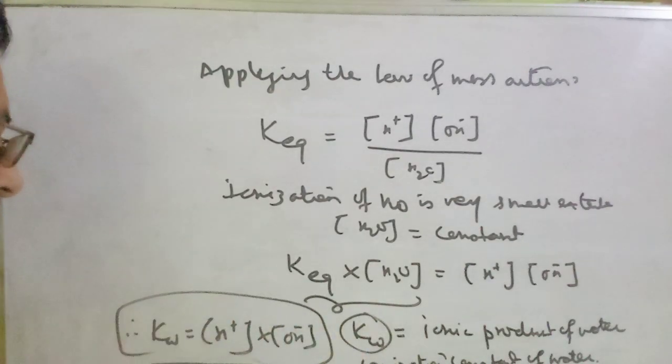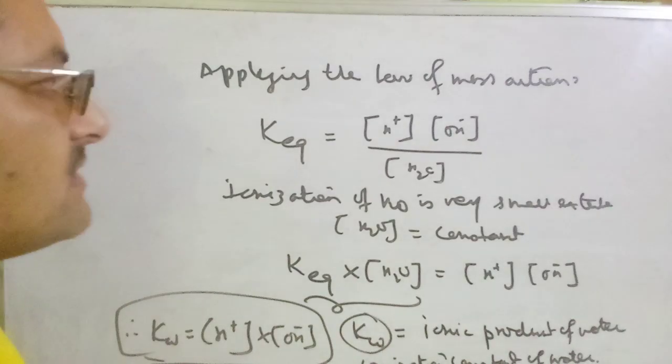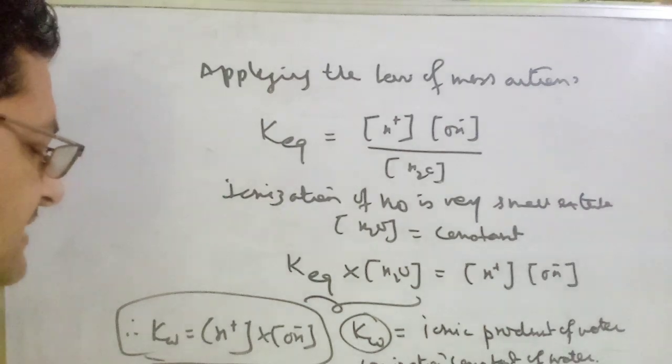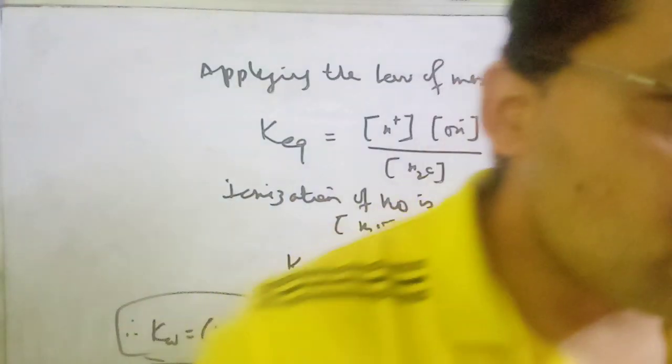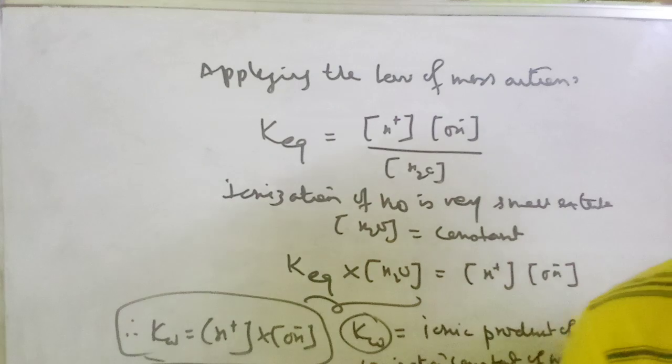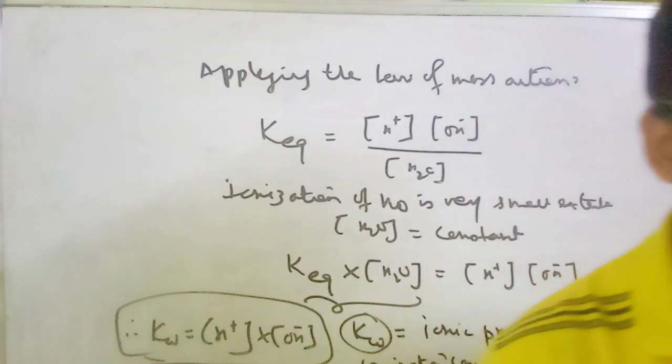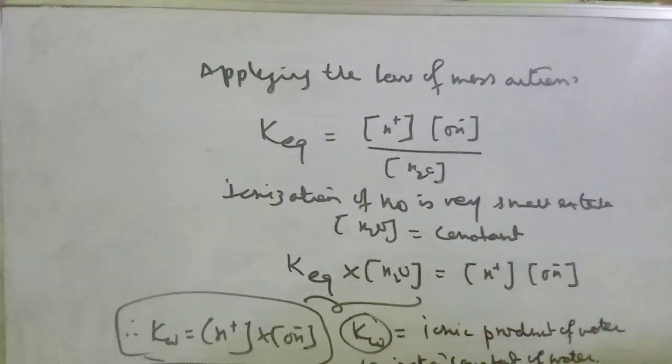This is the final expression which gives you an idea about autoionization of water. Let's say equation number 1. So you can easily find Kw. Kw is the ionic product of water, or ionization constant of water, which equals the product of H plus ion concentration and hydroxide concentration. When you are asked about autoionization of water, you have to derive the expression like this. So Kw is the ionization constant for water, or ionic product of water.